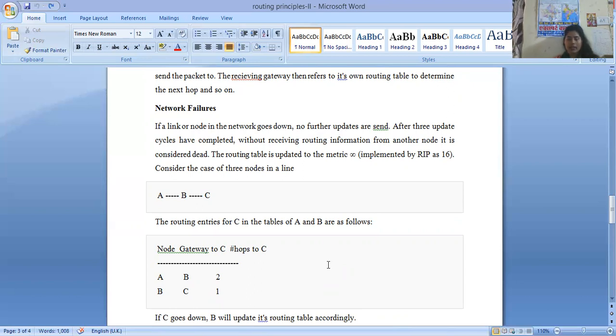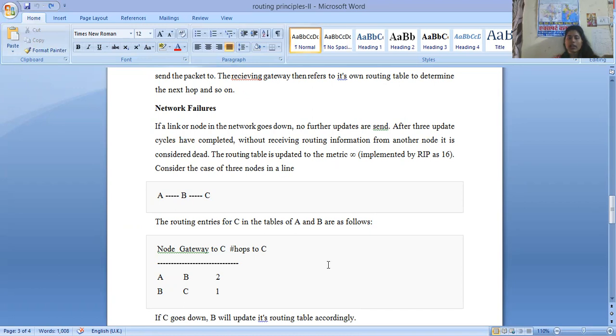Okay, what is happening here? Please listen to my words. I am just recalling this. Suppose there is a link or a node in a network which goes down, and no further updates are sent to any nodes. After three update cycles have completed without receiving routing information from another node, it is considered a dead node. The routing table is updated with the metric infinity for that particular node, where infinity is implemented by the Routing Information Protocol as 16.